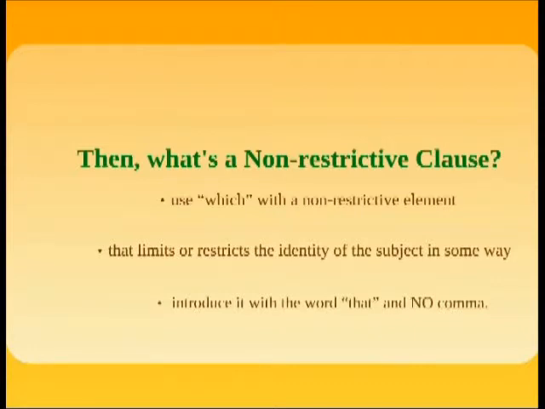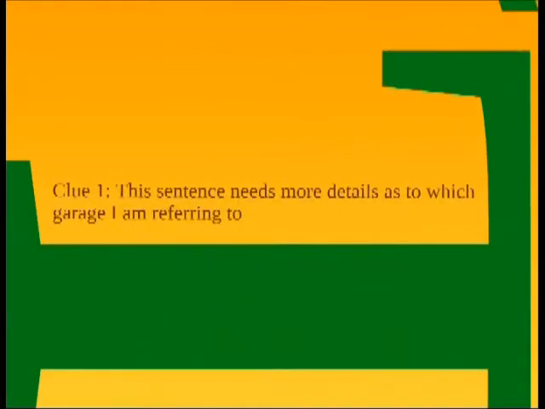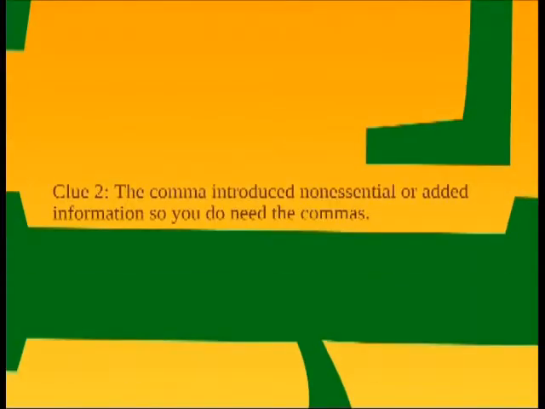Take this sentence for example. The garage, which my uncle built, is falling down. Although this is the same sentence from before, it's arranged a little bit different. This sentence needs more details as to which garage I'm referring to. The comma introduces non-essential or added information, so you need the comma.